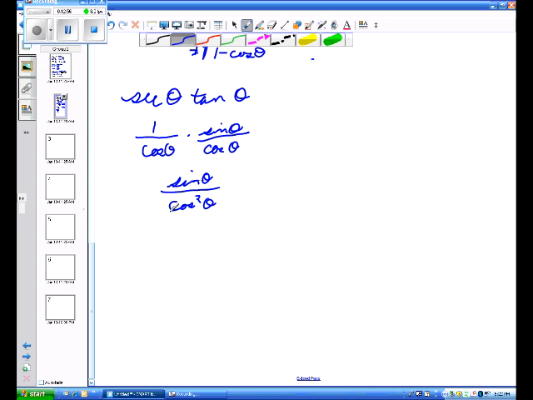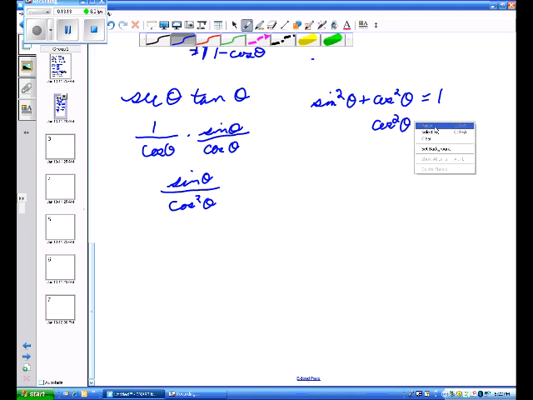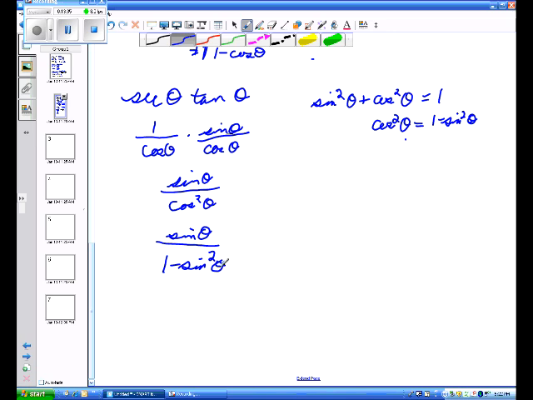Now some of you might say, well, we could go even further. We know that sine squared plus cosine squared, and you don't have to write this each time, I'm writing it so you'll know where I'm coming from, is 1, and we know that cosine squared is equal to 1 minus sine squared. So we could replace this cosine squared now with 1 minus sine squared, and we've got it written in terms of only sine, which might be a little simpler.